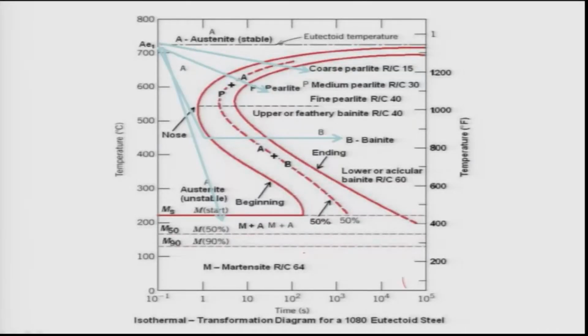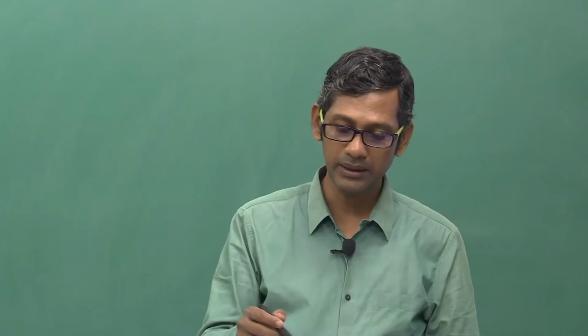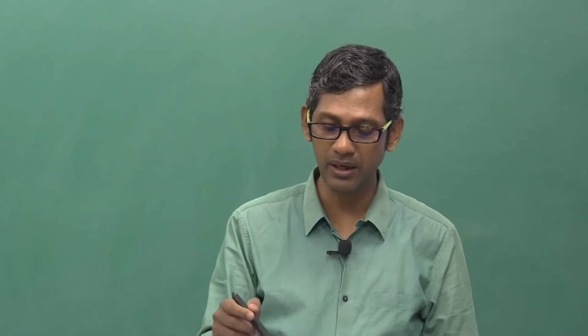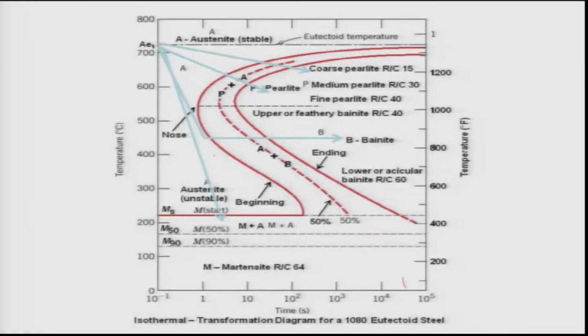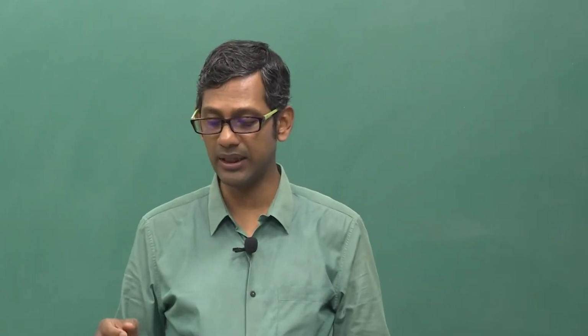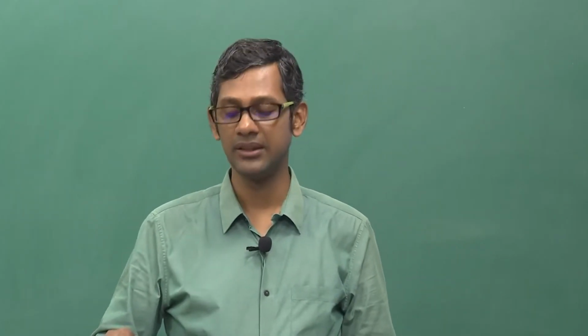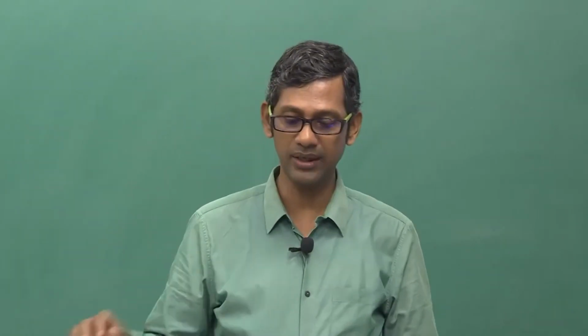Now, I will stop here. We will discuss different cooling rates, pearlite, bainite and other things in the next lecture, and show you how these can be used for the steels to predict different microstructures for different properties, which is also shown on the right side of this table.